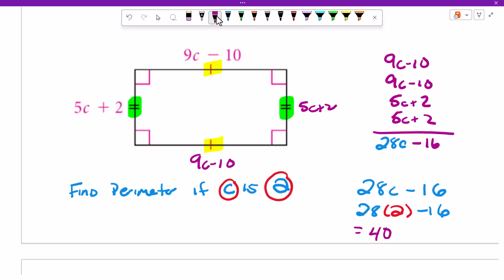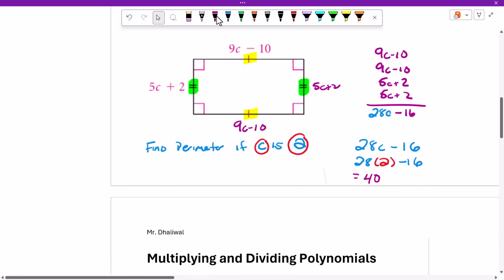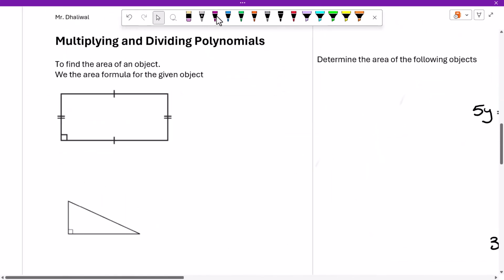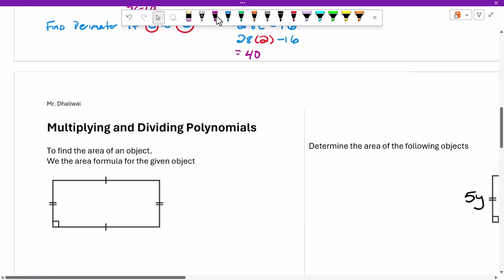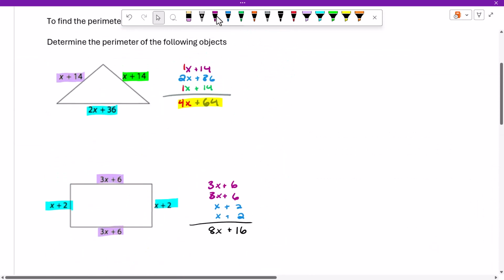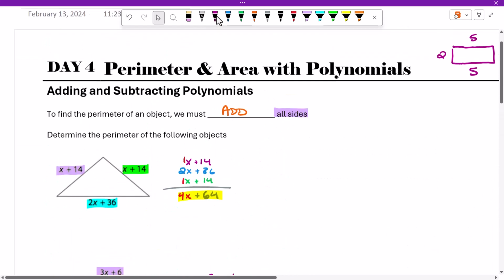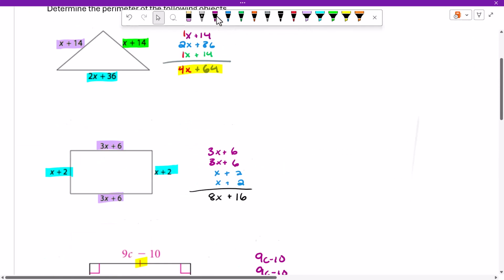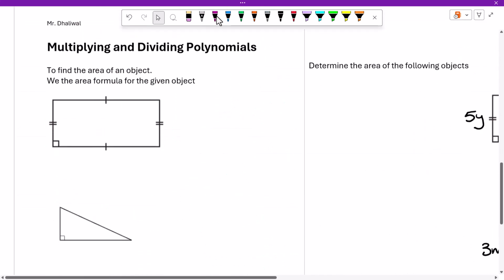Right? So perimeter, I think, is the easier one. Where students make mistakes is they forget the rules and they start changing the exponents and stuff like that. Just remember like term with like term, and the exponents don't change. Okay. What is harder is area. So perimeter is adding and subtracting polynomials. That was unit 3. Multiplying and dividing polynomials fit into the area formulas.